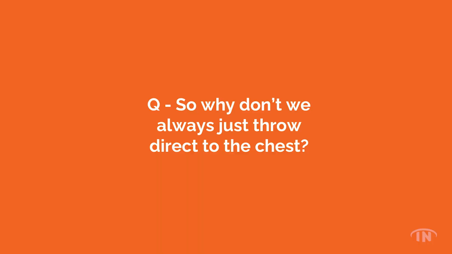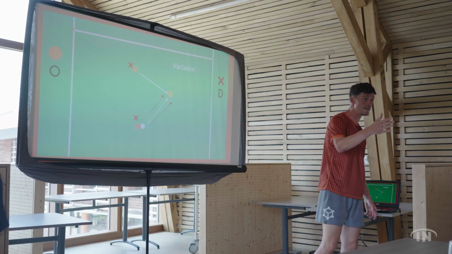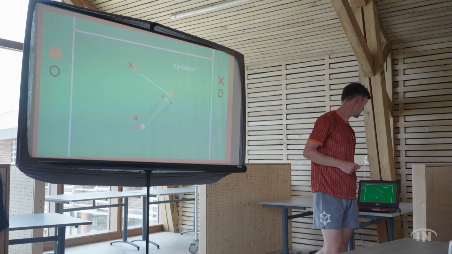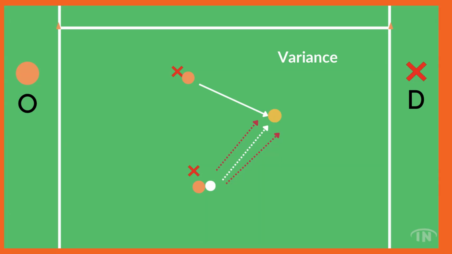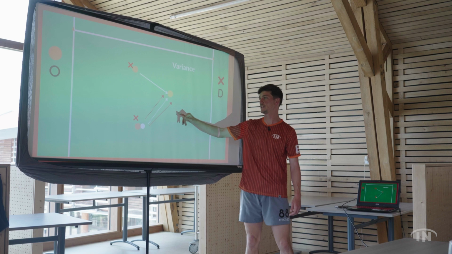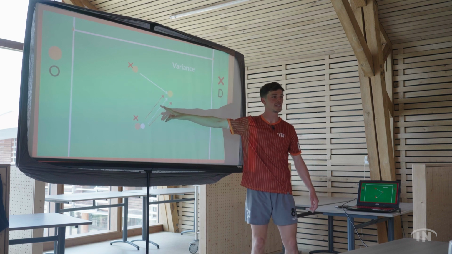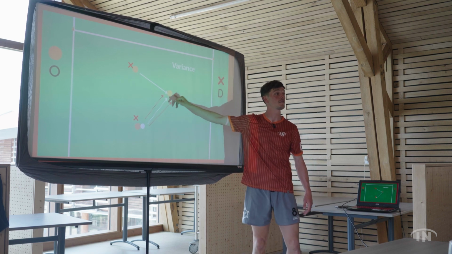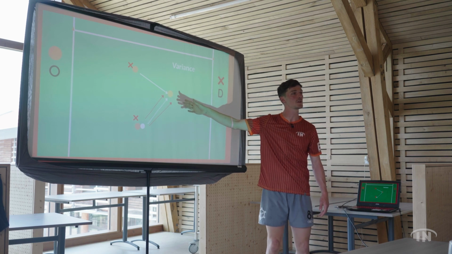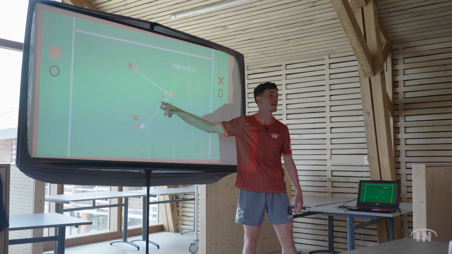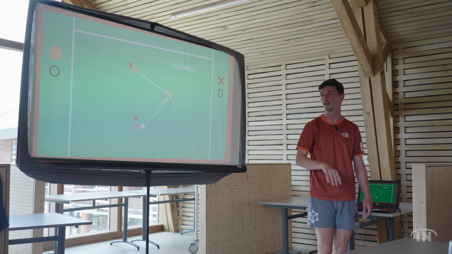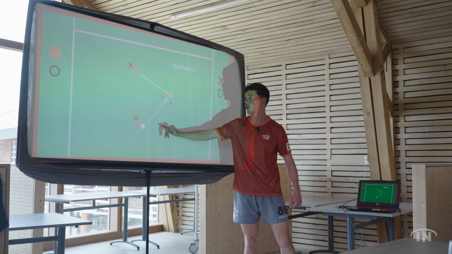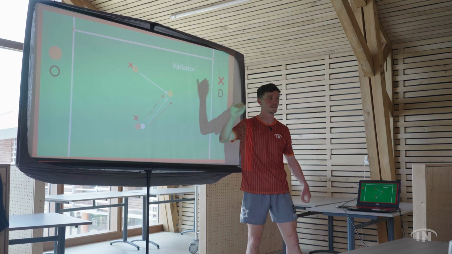So why don't we always just throw direct to the chest? Because of that variance, because of that margin for error. So if my throw isn't quite right, like in these two examples here, both of these are misses. Either I've put it too far out in front, or maybe my angle wasn't quite right. I've put it behind and the defender has managed to come through and get a block. All of that comes because my receiving point is so small.